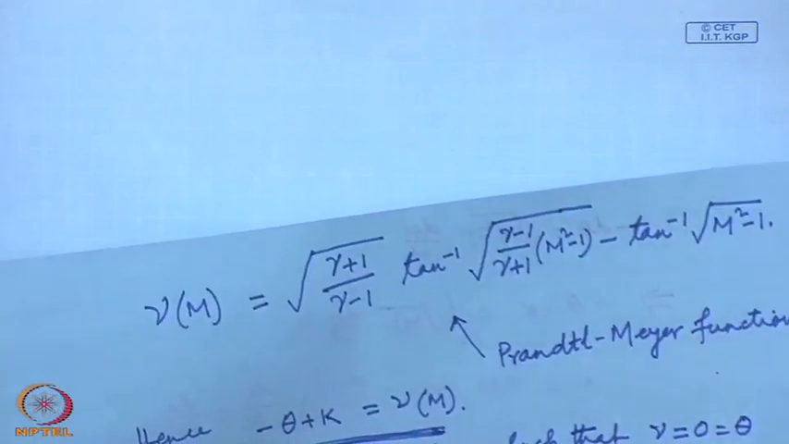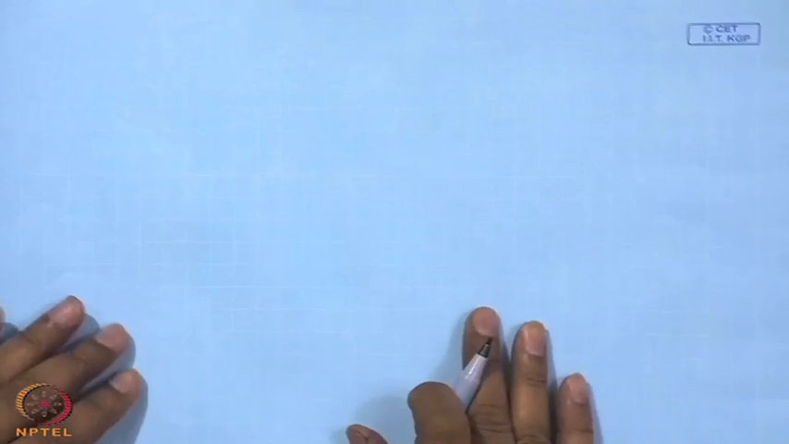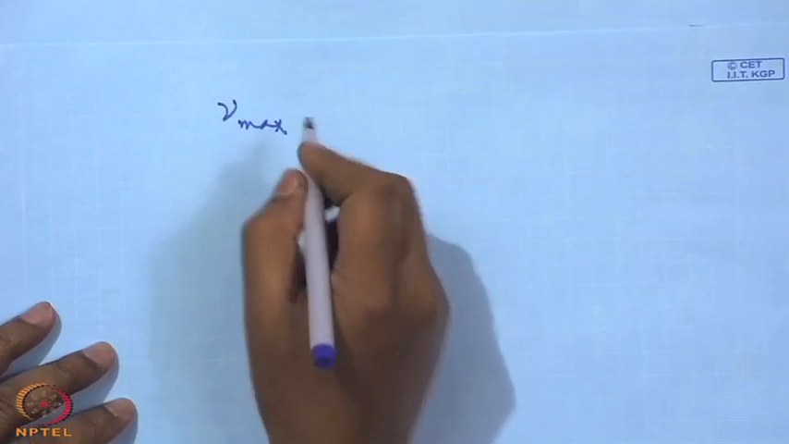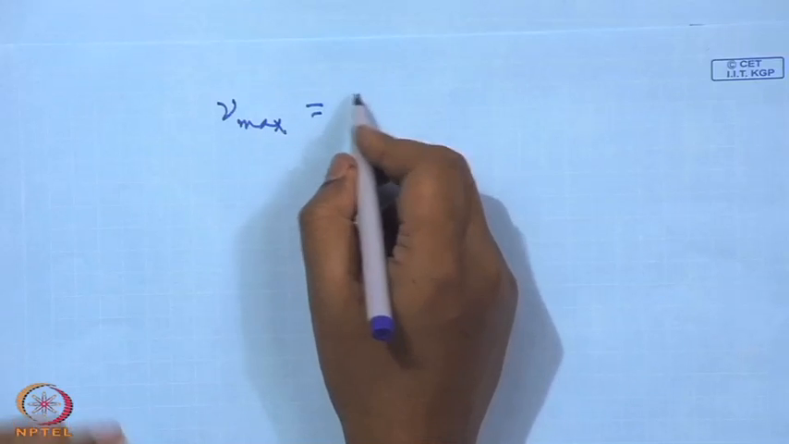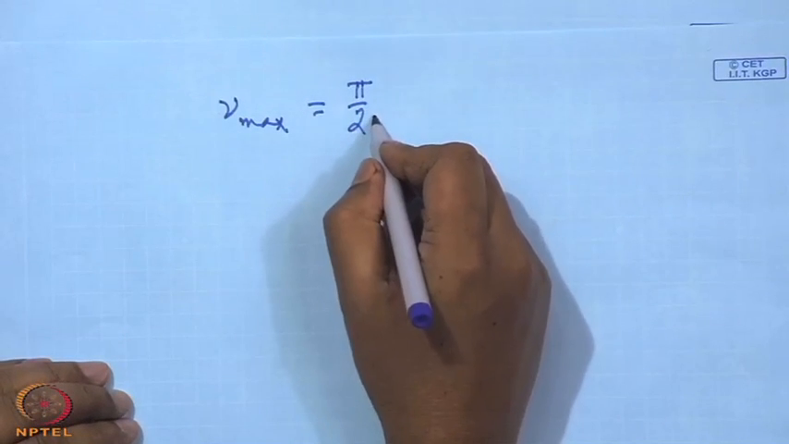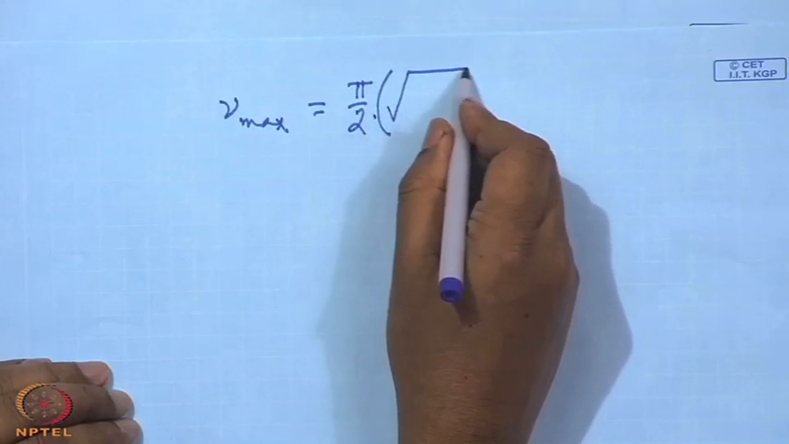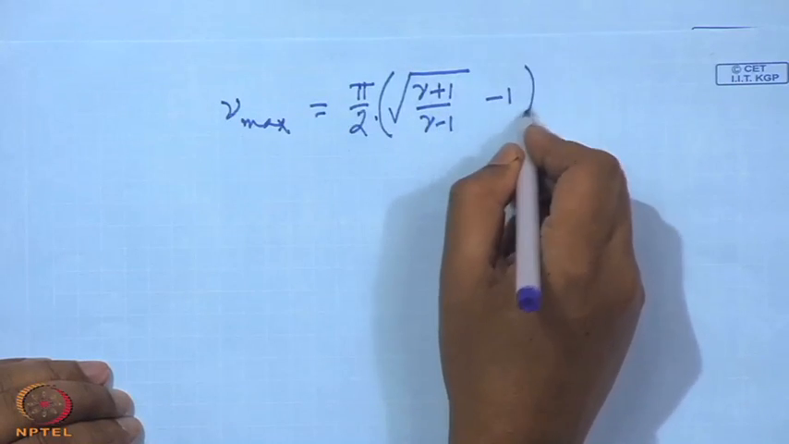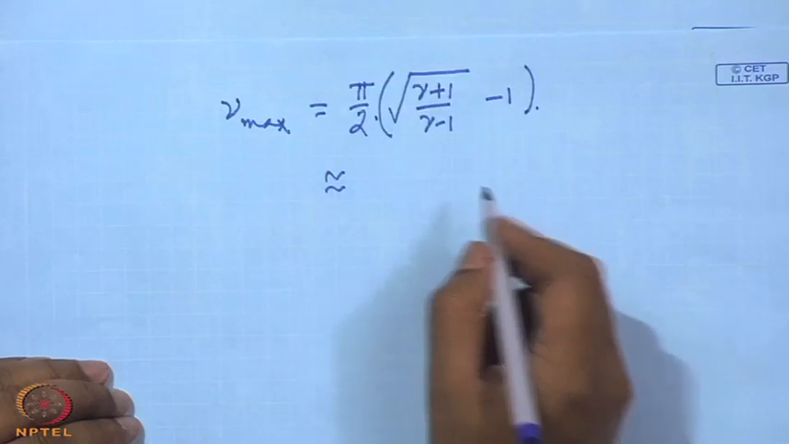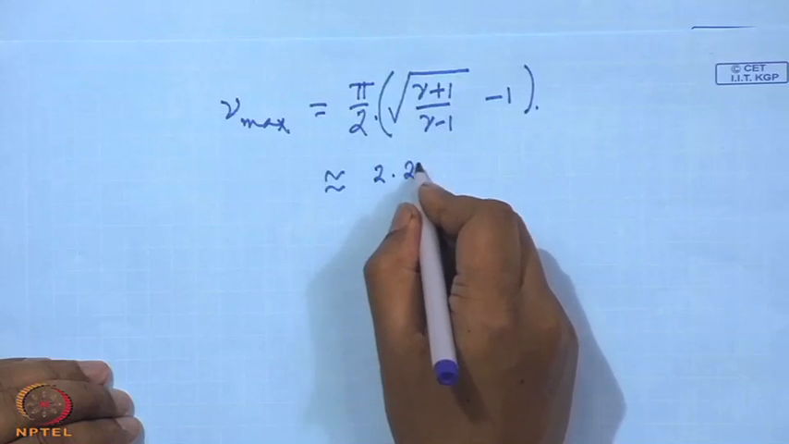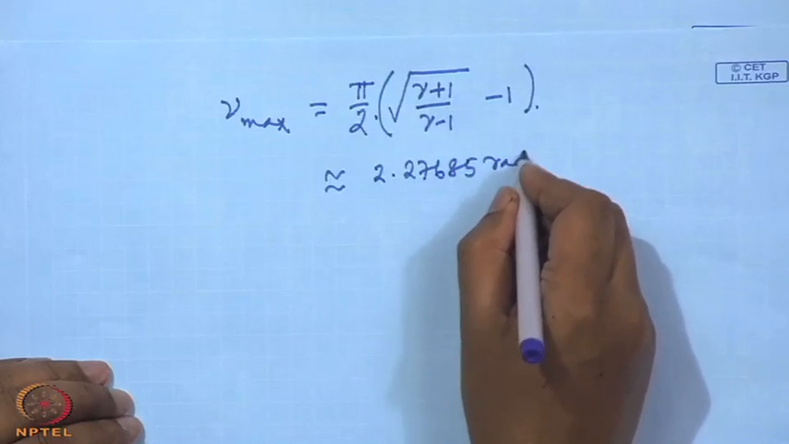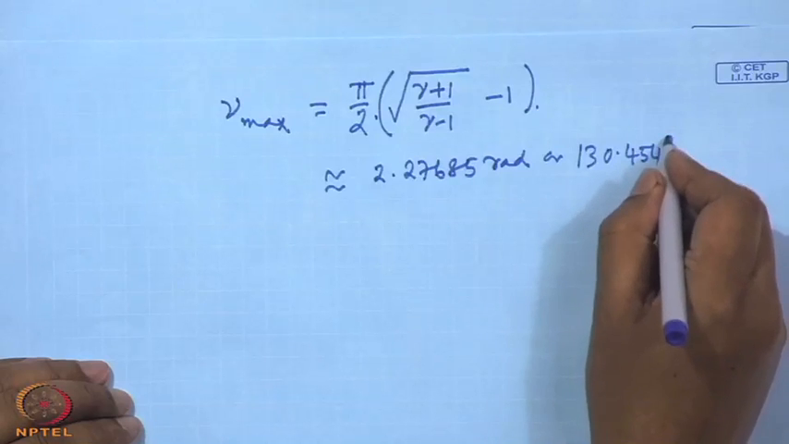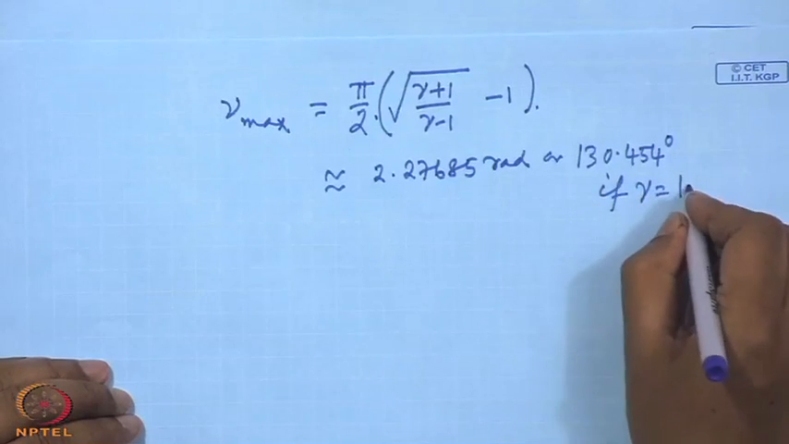We can also see that the value of nu max, as M approaches infinity, the function becomes pi by 2 times the factor, that is equal to 2.27685 radian or 130.454 degree if gamma equal to 1.4.